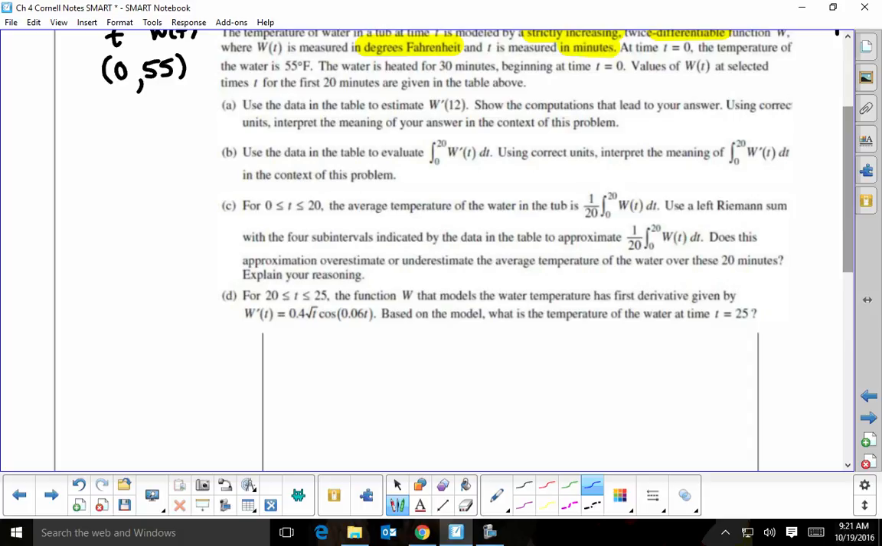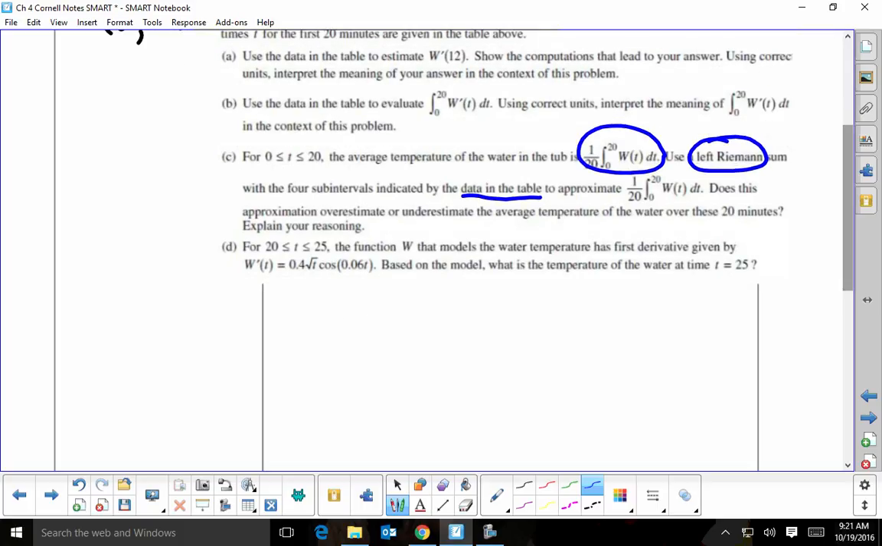Okay, so for t being greater than or equal to 0 and less than or equal to 20, the average temperature of the water in the tub is that. Use a left Riemann sum with the 4 subintervals indicated by the data in the table to approximate that. Does this approximation overestimate or underestimate the average temperature of the water over these 20 minutes? Okay, so we want to estimate using what was given in the table.